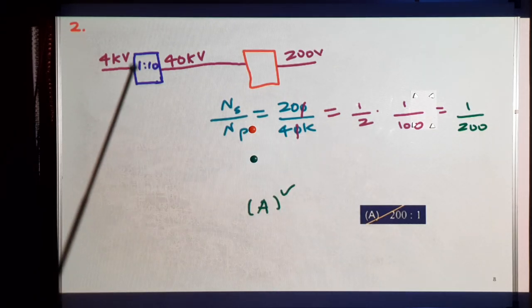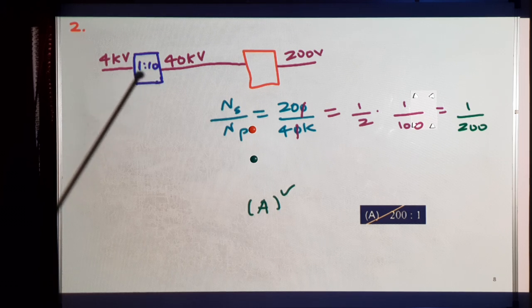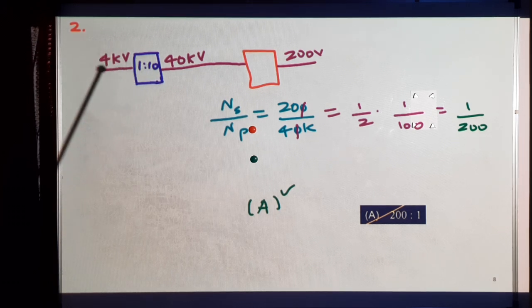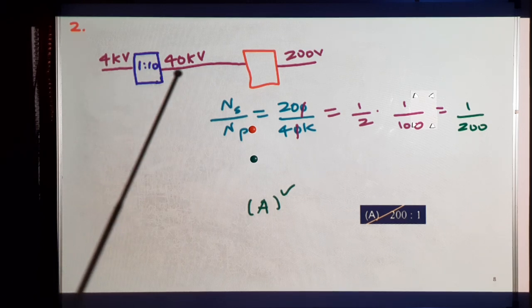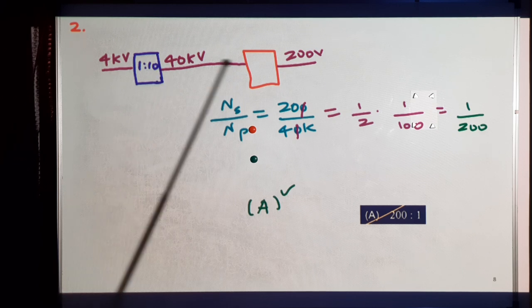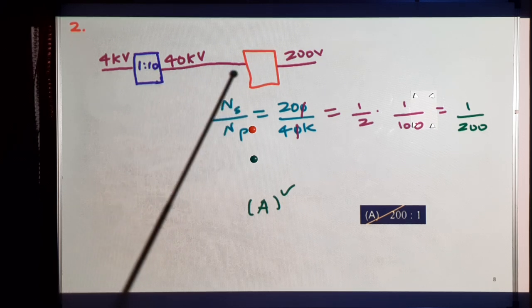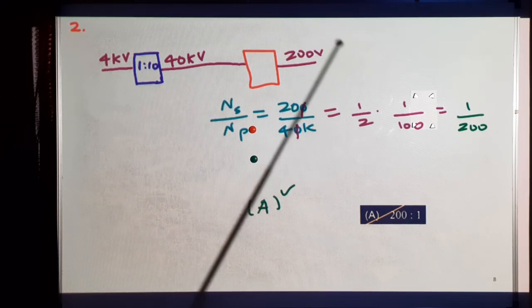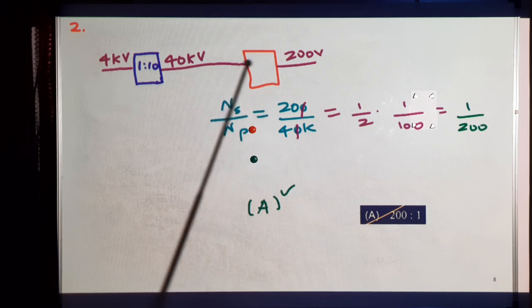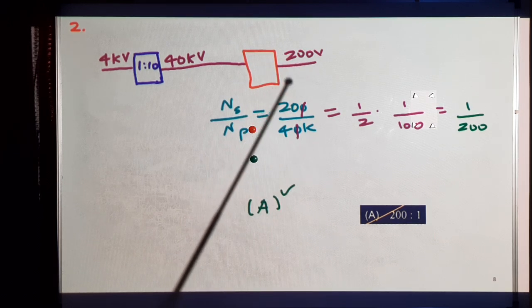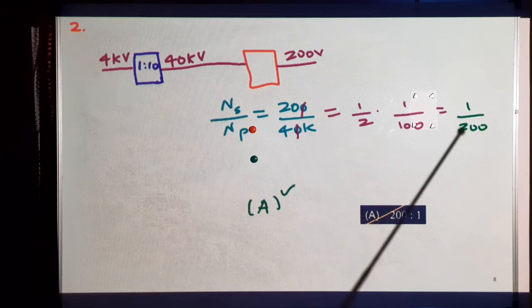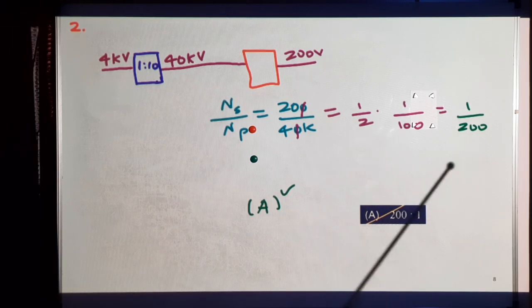Second question, input side step-up transformer is 1:10 ratio. So the rating of the plant is 4 kilovolts. So here the voltage on the output side will be 40 kV. So that is the voltage in the transmission cable. On the consumer side, it should be reduced to 200 volts. So the ratio is 200 by 40K. That is the ratio of the secondary to the primary, which is 1 by 200. What you have to find out is NP by NS, which is 200 is to 1.